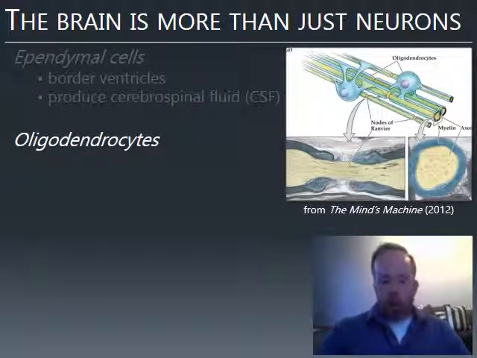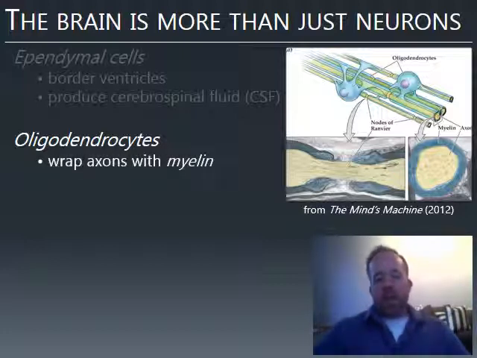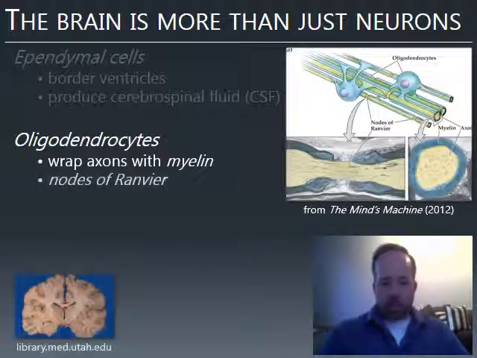One of the important kinds of glia are oligodendrocytes. What these do is they wrap axons with myelin. Why myelin is important, we'll talk about at the end of this lecture. But myelin is a fatty substance that wraps around the axons and makes them more effective conductors. And the gaps between these little waxy bundles around axons are called nodes of Ranvier.